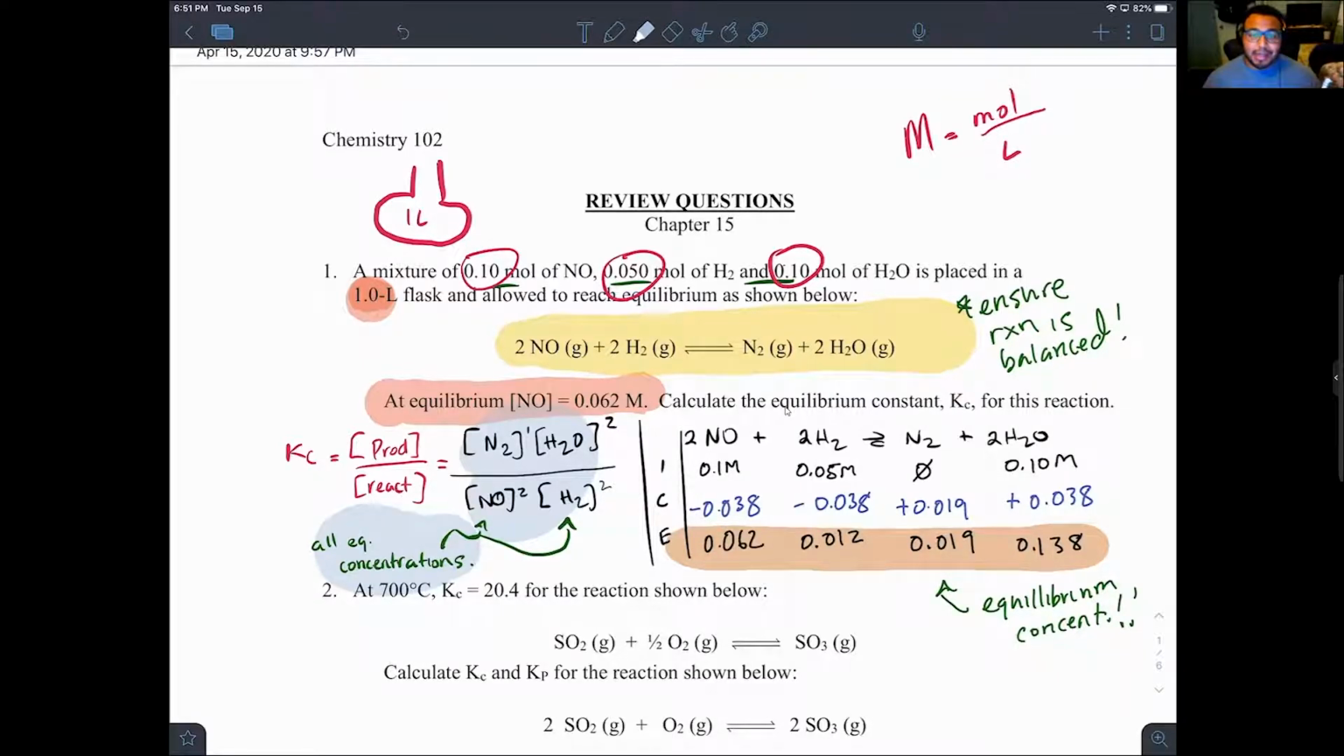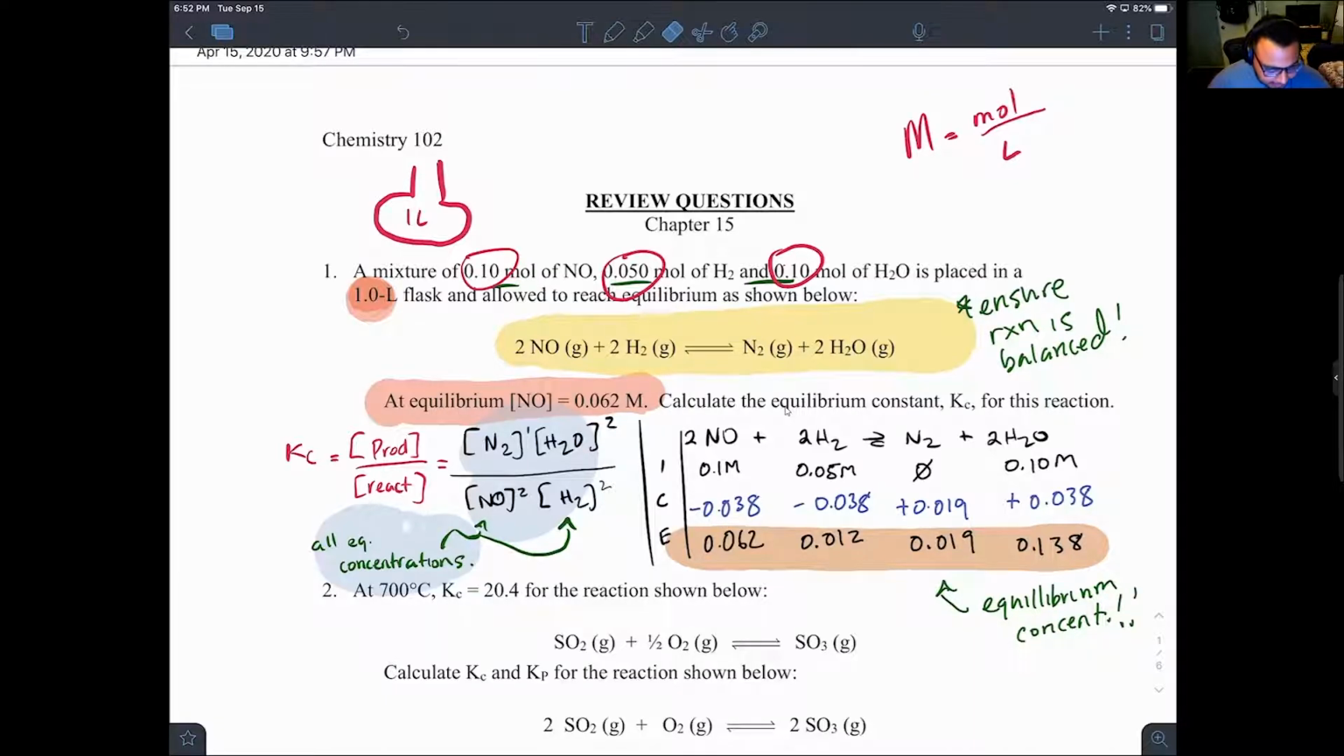Oftentimes, students don't connect those dots. They're just doing ICE tables. They know how to do it. They can make the table, but they don't understand that the output of the ICE table represents equilibrium concentrations, and those can be plugged into the KC. Okay, so hopefully you guys are like the first class that understands that perfectly. I want it to be ingrained into you, hopefully.